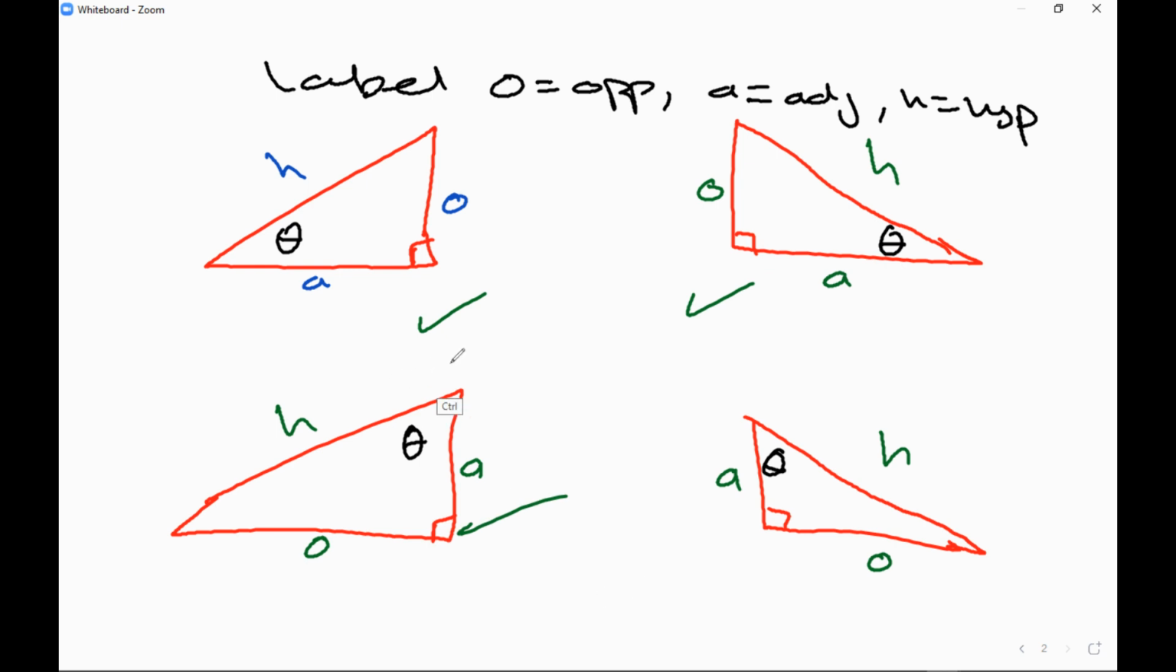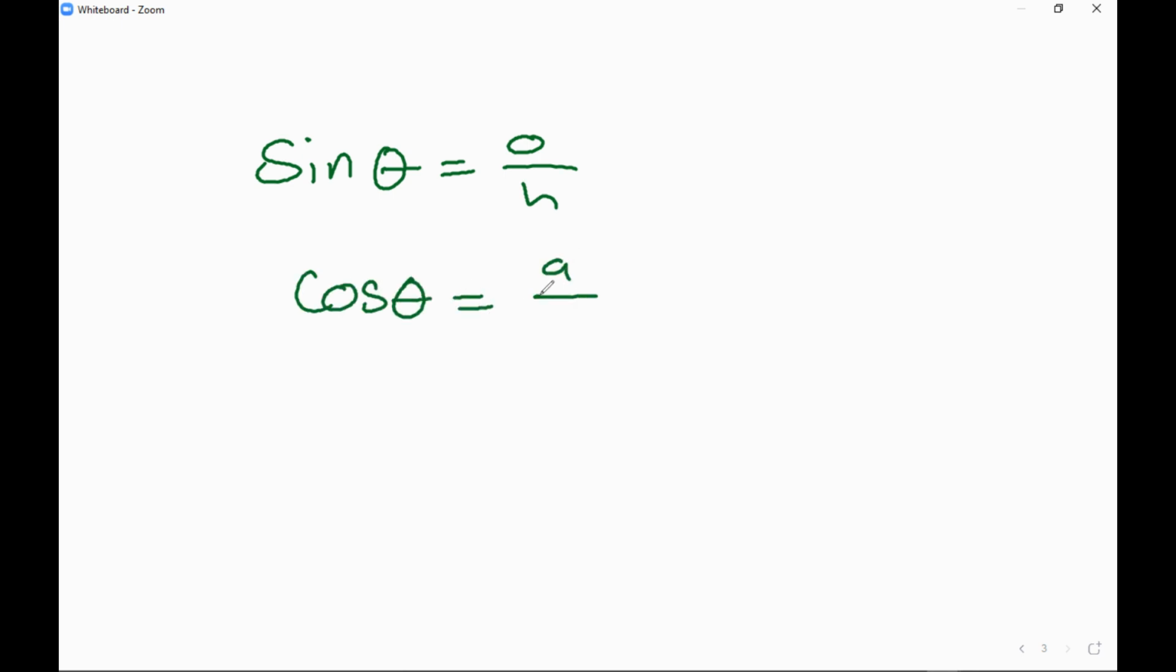Now, from this here, we know that sine is always opposite over hypotenuse. Cos is adjacent over hypotenuse. And tan is opposite over adjacent.